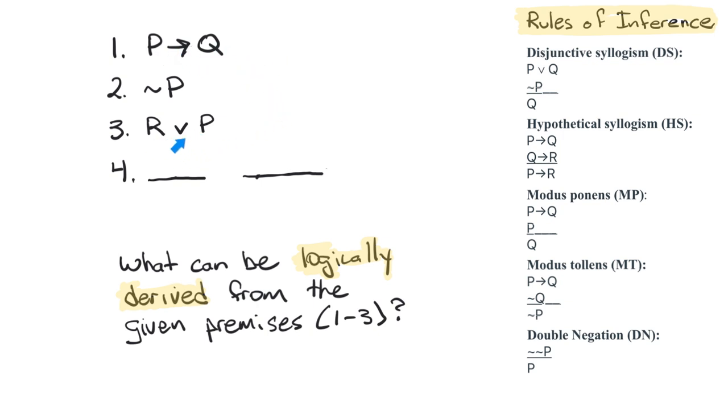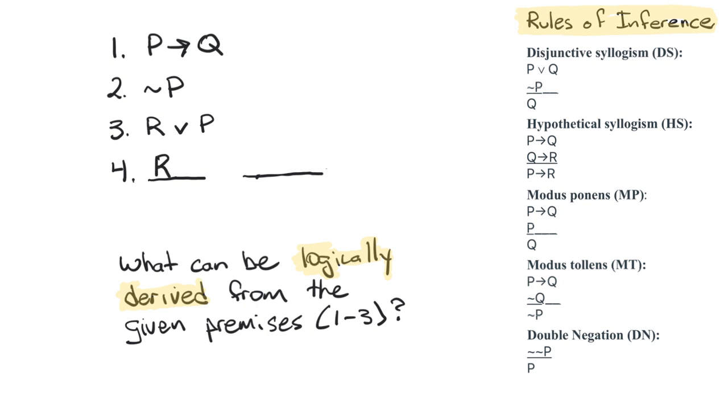So let's go to the disjunction. Our disjunction says you've got either R or P is true, or both are true. Well, look at line 2. Line 2 is the negation of the right disjunct. So we can use the rule of inference of the disjunctive syllogism to derive R.